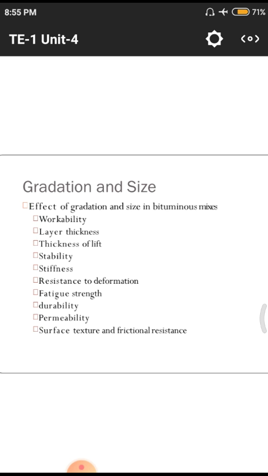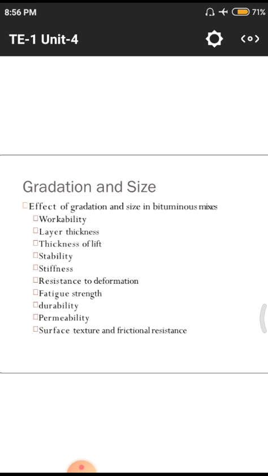Fatigue strength: when we use a particular aggregate and we rub it with our fingers, and once again bend it with our fingers, if the fatigue strength is high, it will not fail. If the fatigue strength is very low, it will fail due to the action of our fingers. That is tested with the fatigue strength.